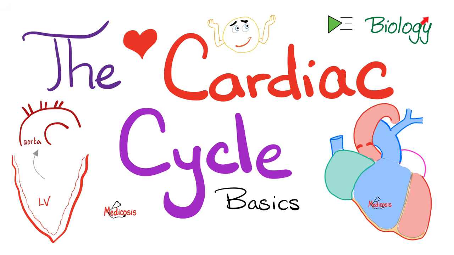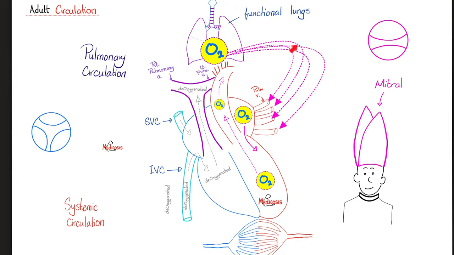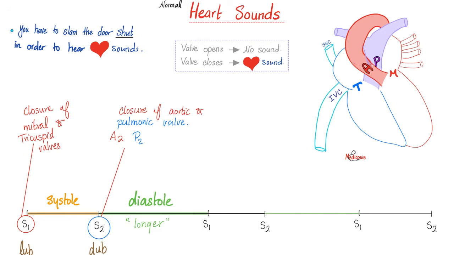Please watch the video in my biology playlist before this one. Left ventricle, aorta, the rest of the body, and then superior and inferior vena cava, go to the right atrium, right ventricle, pulmonary arteries, lungs, and back to the pulmonary veins. When valves close, they give us a sound. When they open, they give no sound. The first heart sound is caused by closure of the mitral and tricuspid valves, but the second heart sound is due to the closure of the aortic and the pulmonic valves.